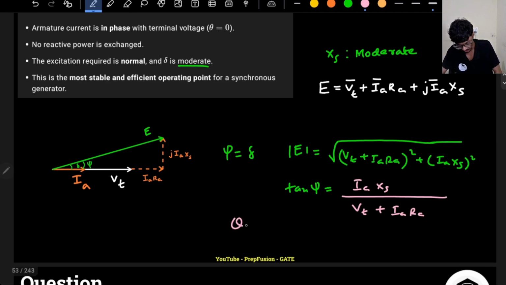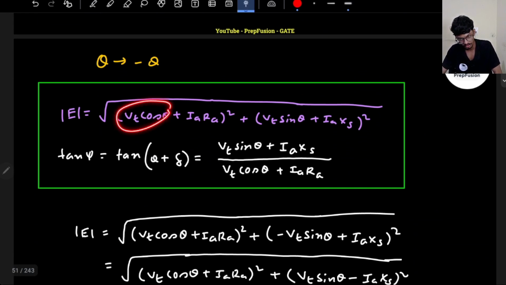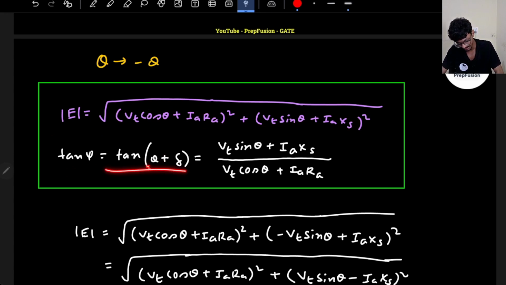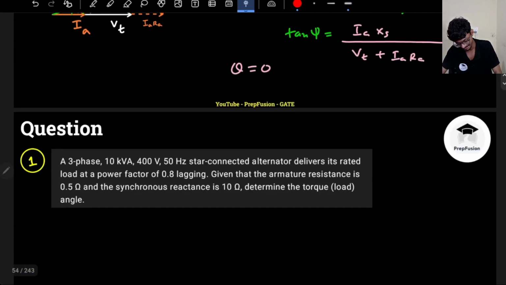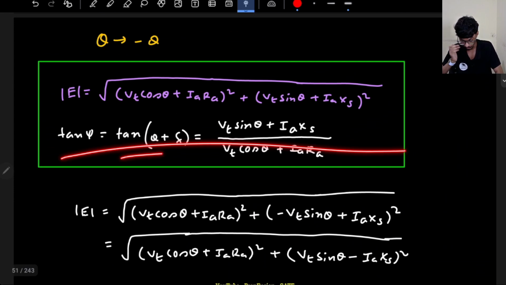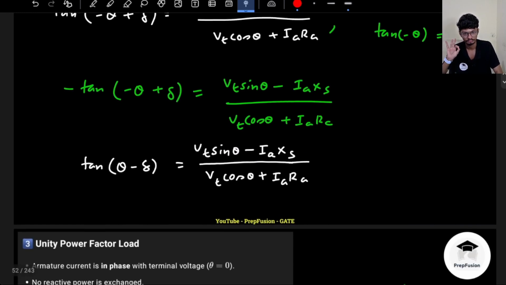So what is the shortcut? The shortcut is, again, you replace theta with 0. So here, in this formula, if you replace theta with 0, what will happen? This will be Vt only, cos 0 is 1. So this is Vt + IaRa, sin 0 is 0, so this will be Ia Xs. So this is sorted. Here if I replace theta with 0, this will be tan delta, this will be 0. So this will be Ia Xs divided by Vt + IaRa, which is exactly what I have written over here. So that's how we do it. You just remember this formula if you want to, and then you replace theta. For leading power factor, you replace theta with minus theta, and for unity power factor, you replace theta with 0. So that is what you have to understand over here.